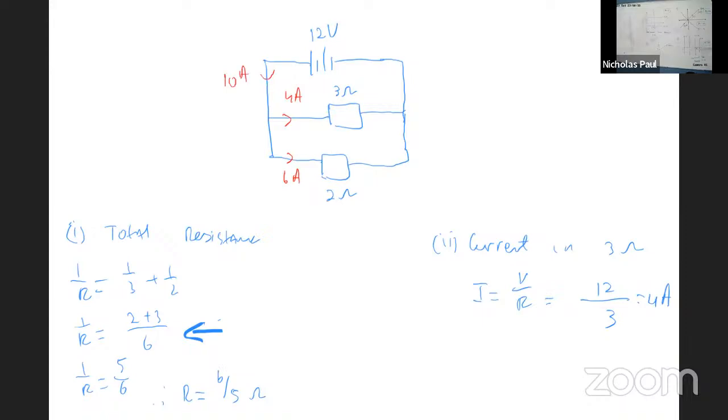What you'll recognize there: the smaller resistor had a larger current. Remember the definition for resistance: it controls the amount of current in the circuit. So a high resistance gives low current, and low resistance gives high current. Don't forget that.